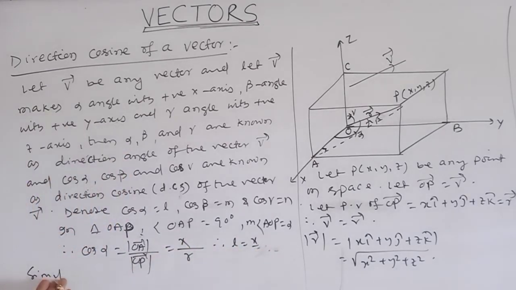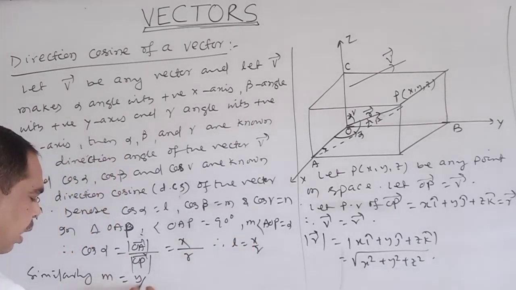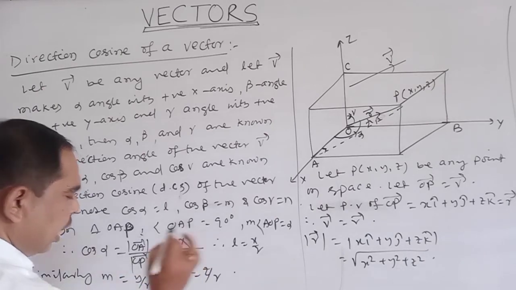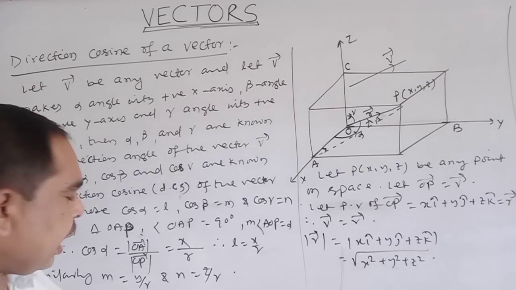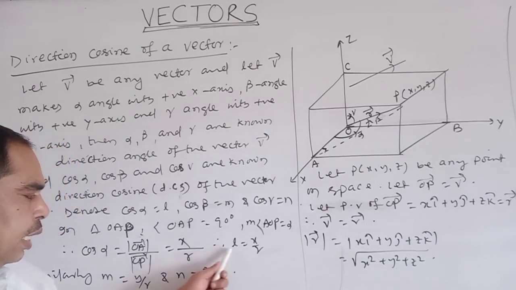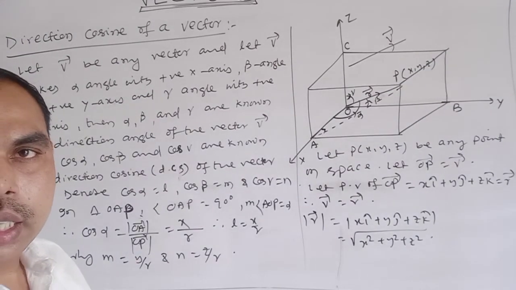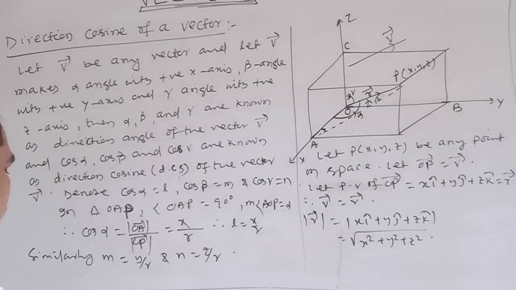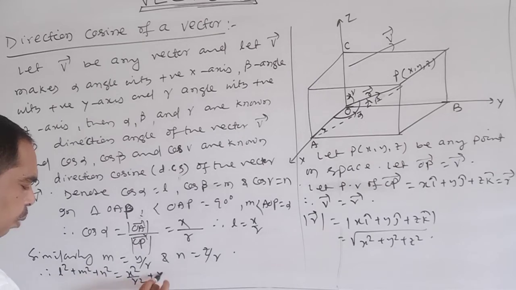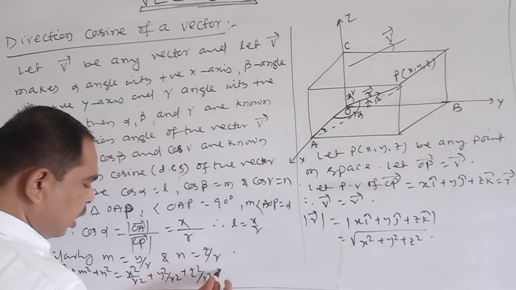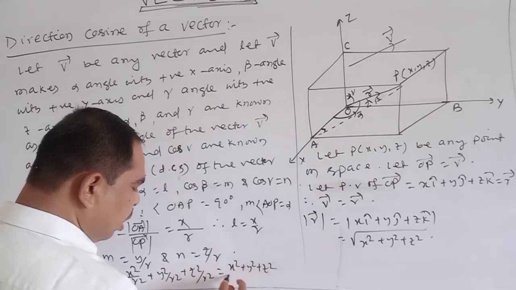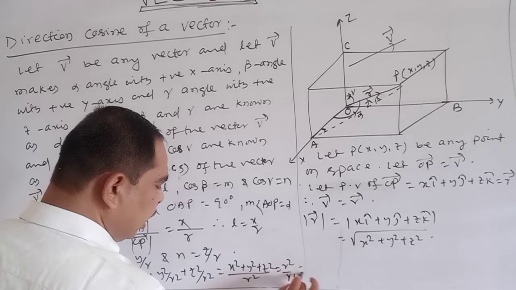Similarly, M is equal to Y by R and N is equal to Z by R. Therefore L square plus M square plus N square is equal to X square by R square plus Y square by R square plus Z square by R square, which is X square plus Y square plus Z square by R square, that is R square by R square, equal to 1.